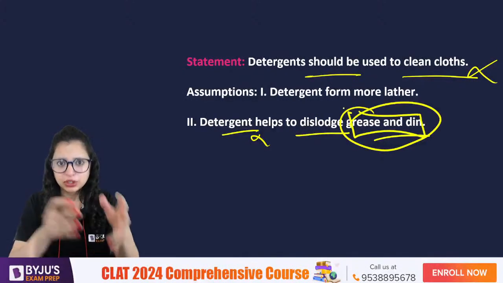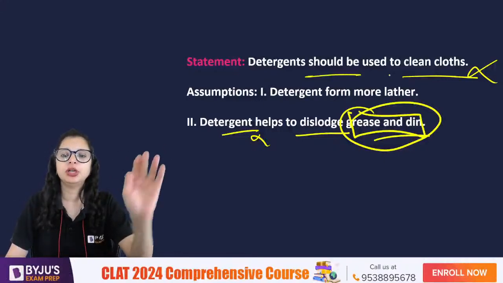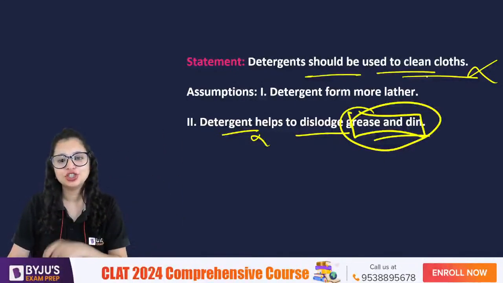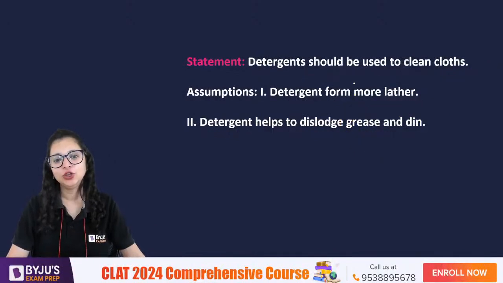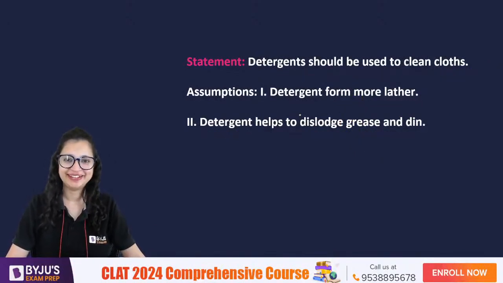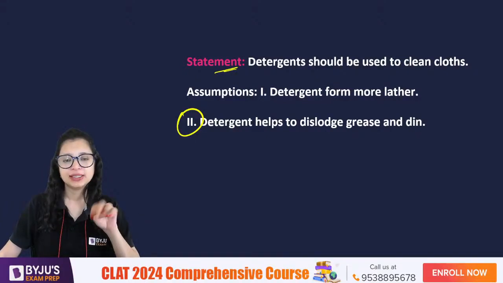This thing helps in removing dirt, only then did this promotion come that use detergents to clean clothes. If it didn't do that, this promotion would never have come. That means my statement is dependent on this assumption. That means assumption number 2 is absolutely right. So answer is only 2.